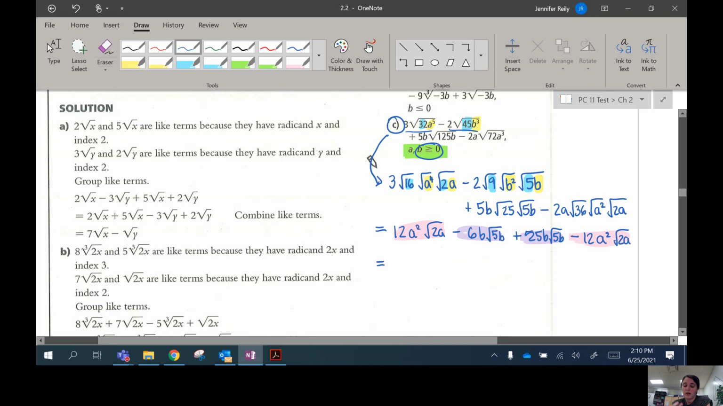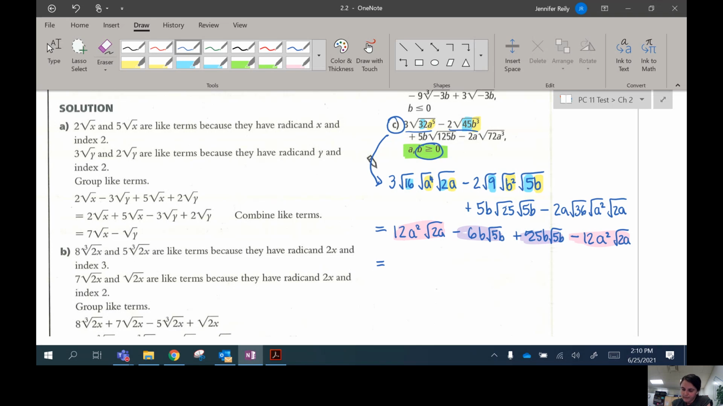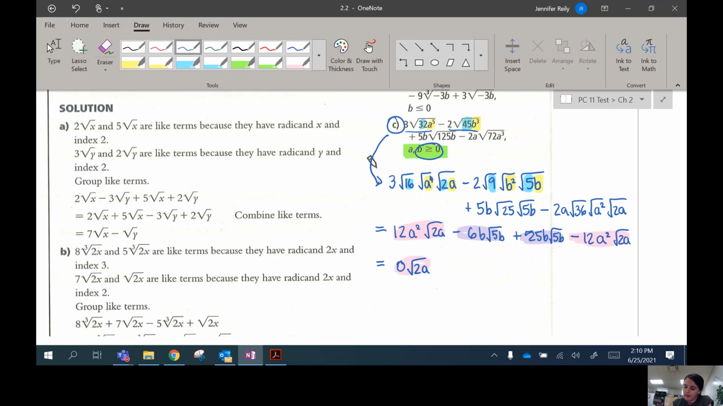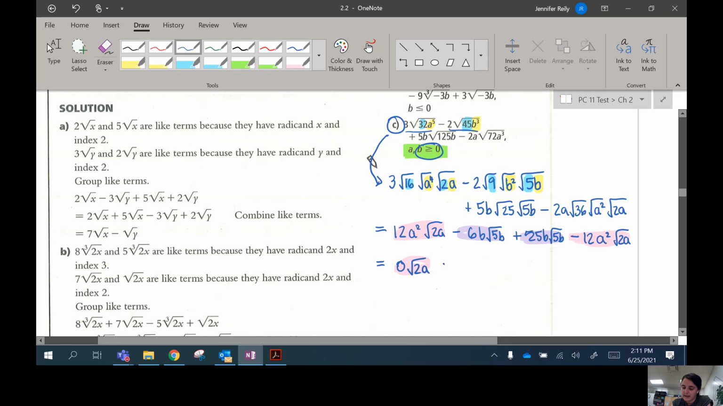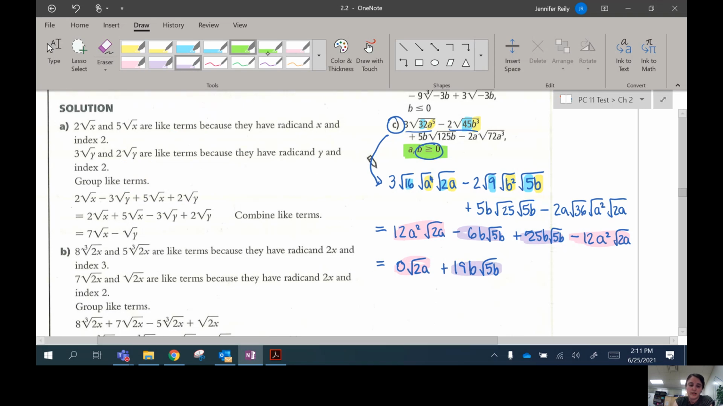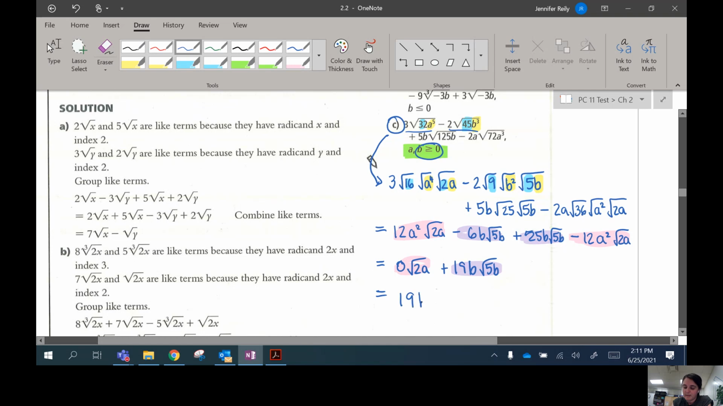I've done a lot of practice on this, so you might not be as fast as I was simplifying those down. But at the very end, you should have some that are at least matching. For the pink ones, 12 minus 12 is 0, so you're going to end up with 0 root 2a for the pinks. And then for the purples, negative 6 plus 25 is 19, and everything else will stay the same. Now, since we have a 0 in front of the pink one, we don't actually need to write it in our final answer, since 0 times anything is 0. So let's have 19 times b times square root of 5b.